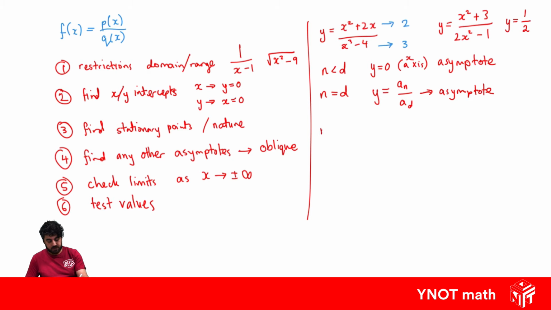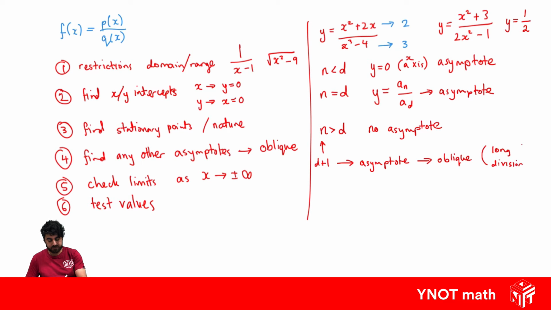Now, if the degree of the numerator is greater than the degree of the denominator, there is no horizontal asymptote unless the degree of the numerator is just 1 more than the denominator. So if n equals d plus 1, there is an asymptote, and the asymptote must be oblique. If it's oblique, we can use long division to find it. There are other ways, but we'll look at how we can find it with long division.